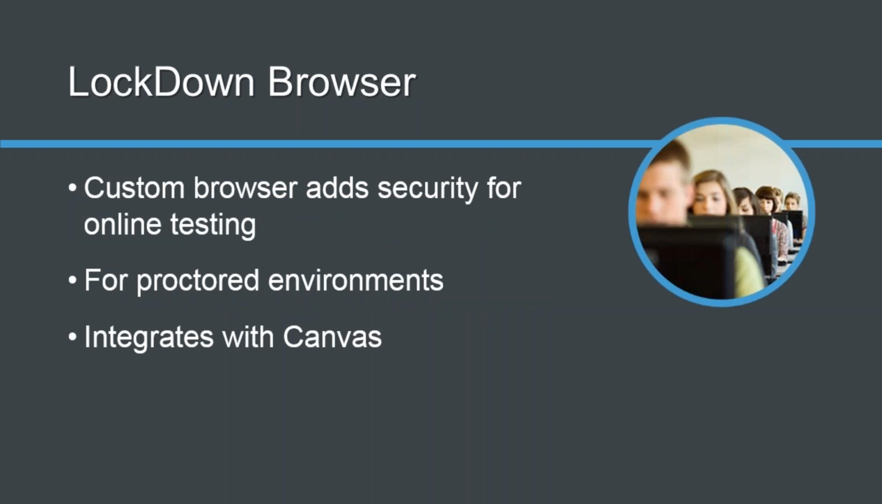Now, I also want to walk you through the Lockdown Browser application and talk a little bit about what Lockdown Browser is and how it's used within the framework of Canvas. Lockdown Browser is a custom browser built to add security to your online testing. It was truly built for classroom and proctor types of environments, because it prevents students from navigating to other resources while they're taking an assessment, and relies on the proctor or the faculty member in the room to monitor any type of physical behavior.